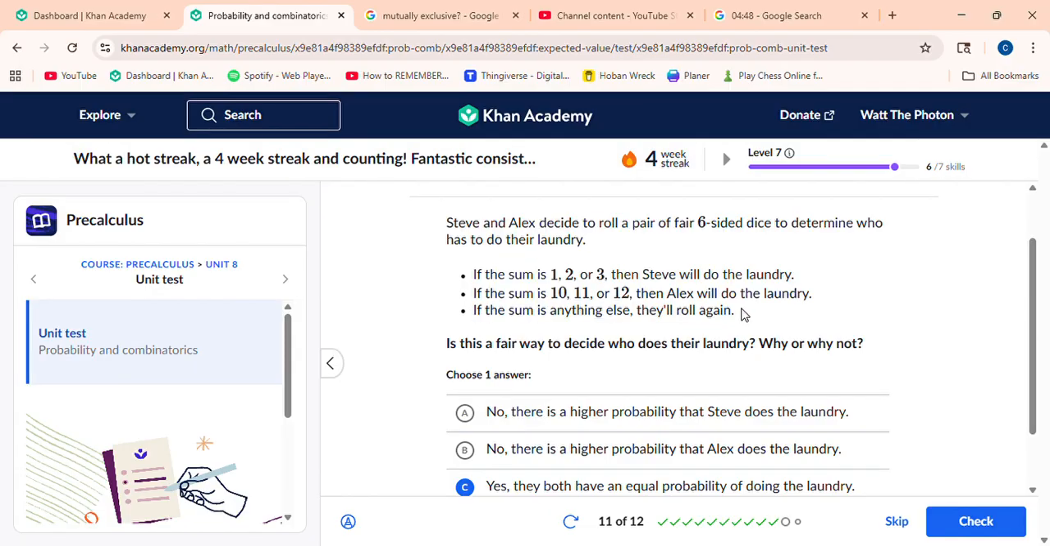Steve and Alex decide to roll a pair of fair 6-sided dice to determine who does the laundry. If the sum is 1, 2, or 3, then Steve will do the laundry. If the sum is 10, 11, or 12, then Alex will do the laundry. If the sum is anything else, they'll roll again. Is this a fair way to decide who does the laundry? Why or why not?